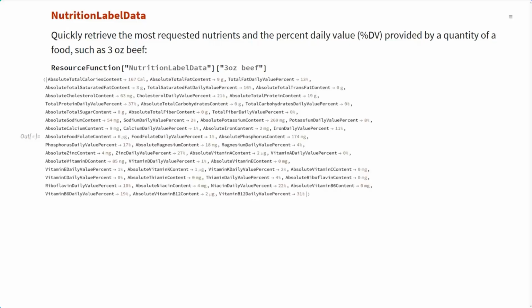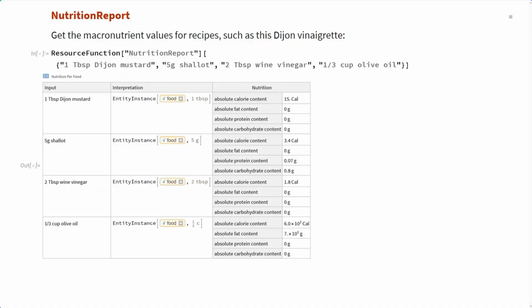So you can see I've asked for the nutrition label data for 3 ounces of beef, and I get not only all those nutrients, the absolute, how much calcium, how much zinc, how much magnesium, but I'm also getting that percent daily value based on an average 2,000 calorie a day, how much that particular serving of that particular food will provide. So that's a quick way to retrieve a lot of data.